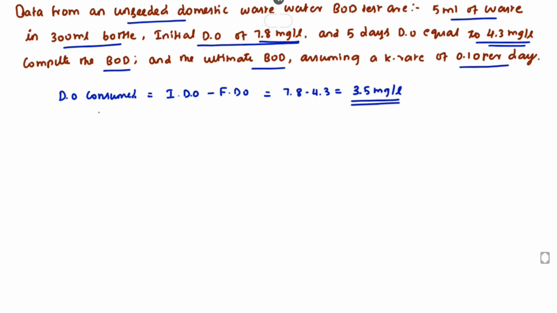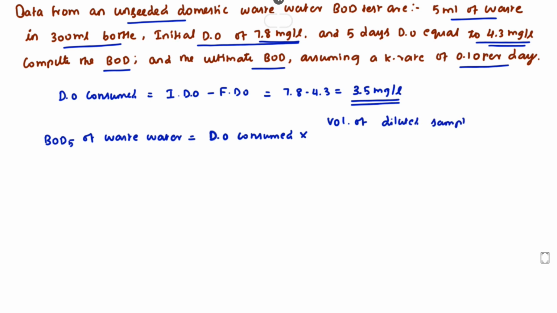Now BOD 5 days of wastewater is equal to DO consumed by the diluted sample, into volume of diluted sample, divided by volume of undiluted sewage used. This is the formula we can use.